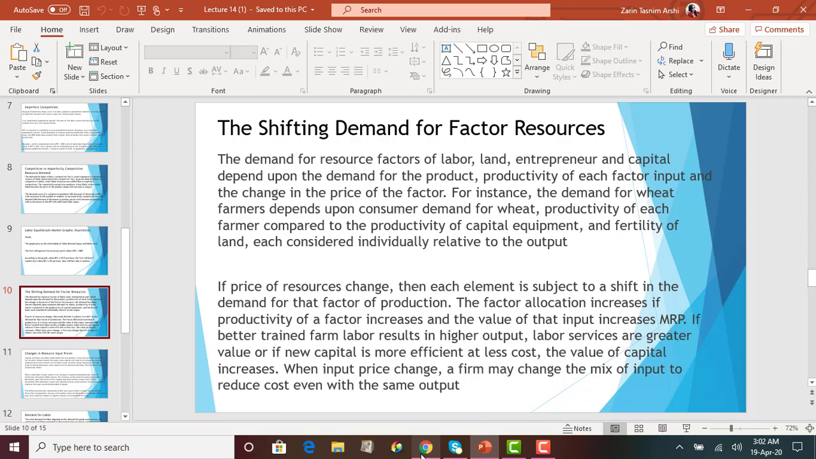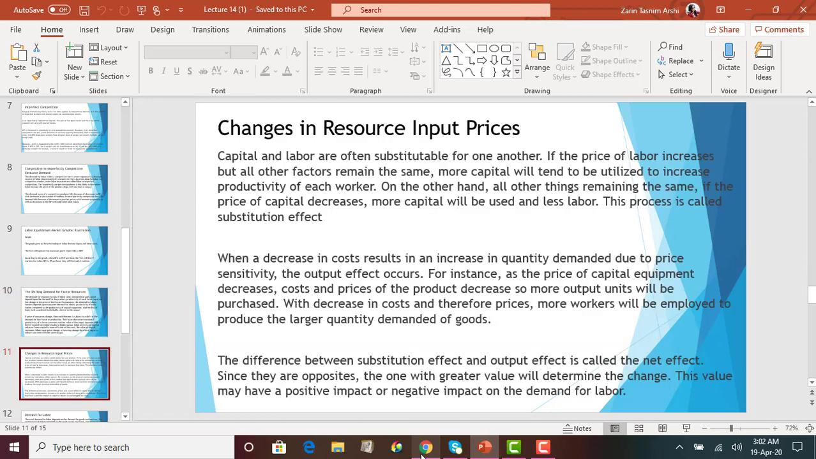And the price will also be a determining factor, right? If the price of labor is more than the price of capital, then probably the demand for capital will be more than the labor, and vice versa. So again, in the factor markets, capital and labor are often substitutable for one another. Maybe a farmer can produce wheat, maybe we can replace the farmer with a robot to produce wheat. This is just an example for you to understand, but capital and labor can be used as substitutes.